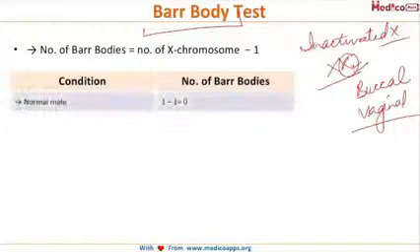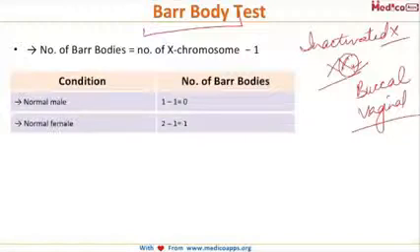In normal male, since there is only one X chromosome, so 1 minus 1, 0. So in normal male, you will not be able to see any Barr body. Likewise, in normal female, you will have one Barr body, because there are two X chromosomes in a normal female, so one will be inactivated. So there will be one Barr body in a normal female. Now let us see the exception to this rule.